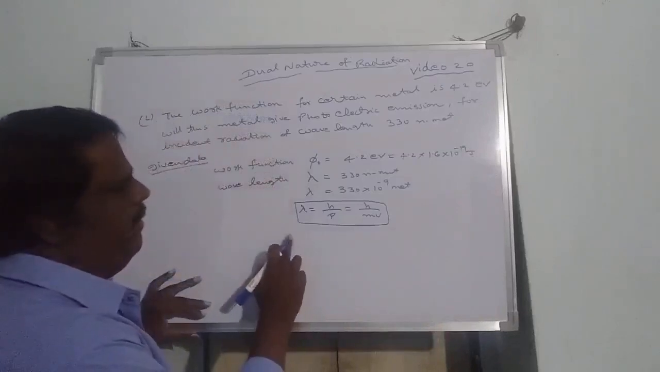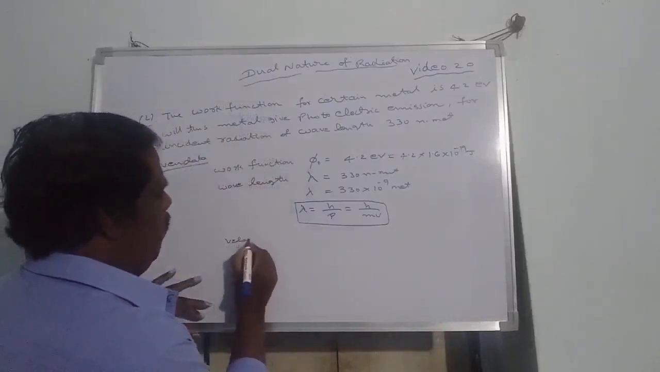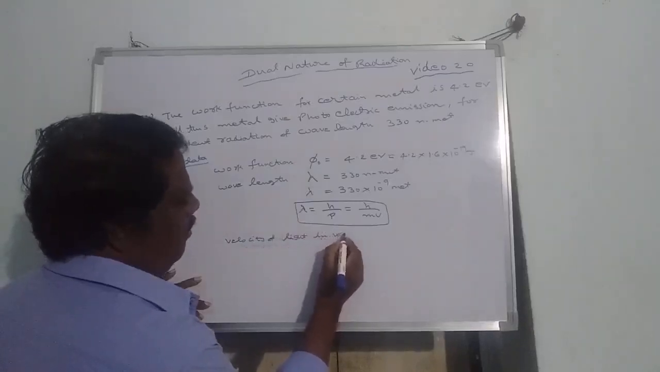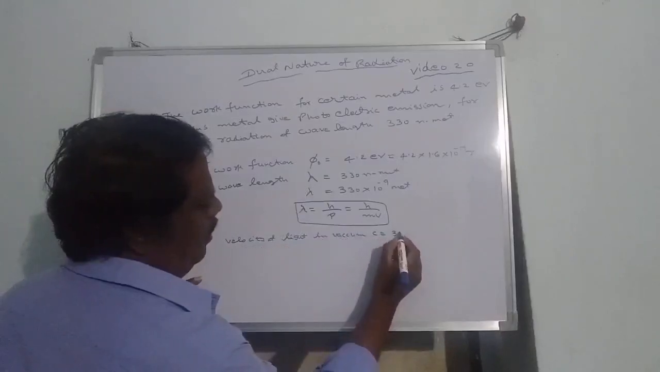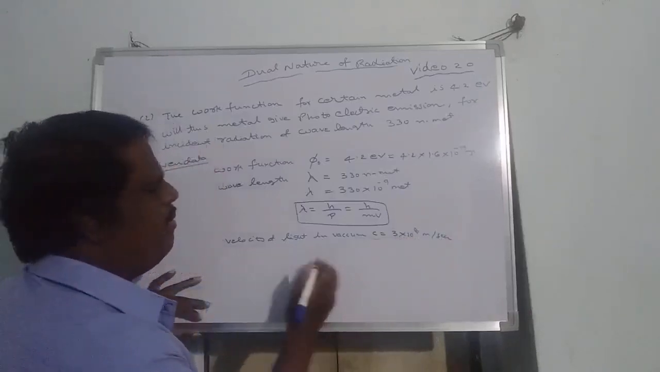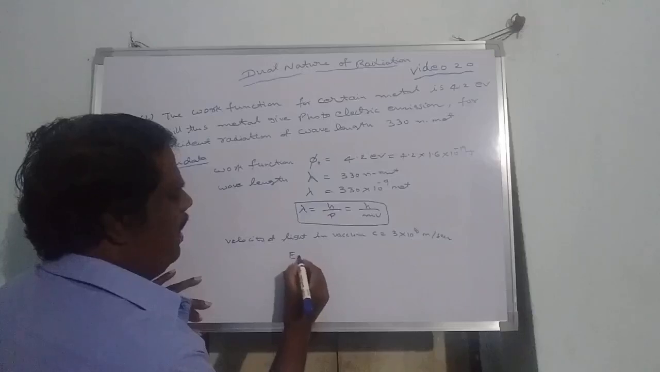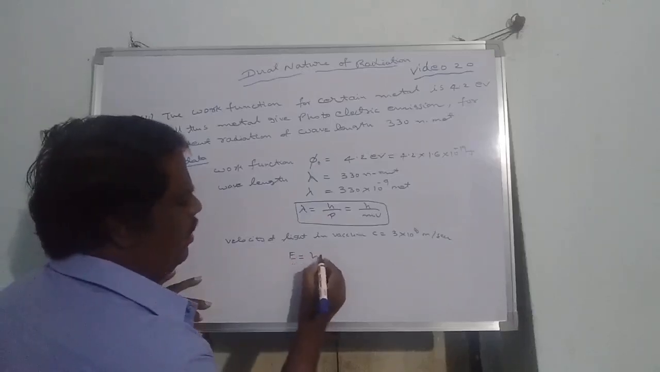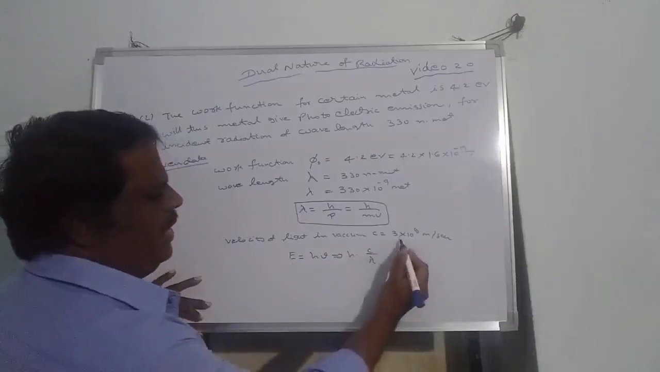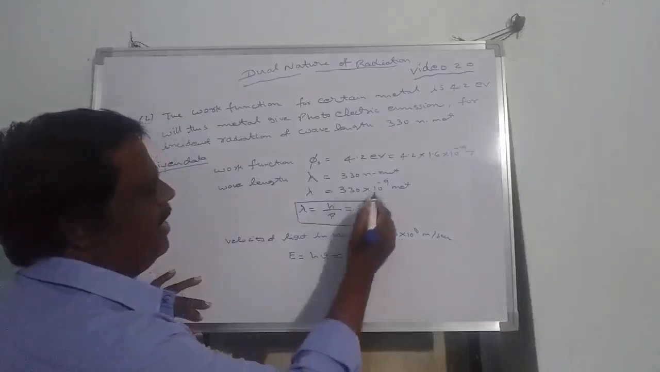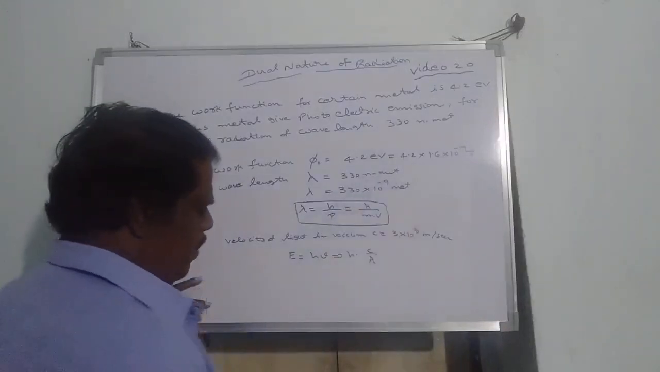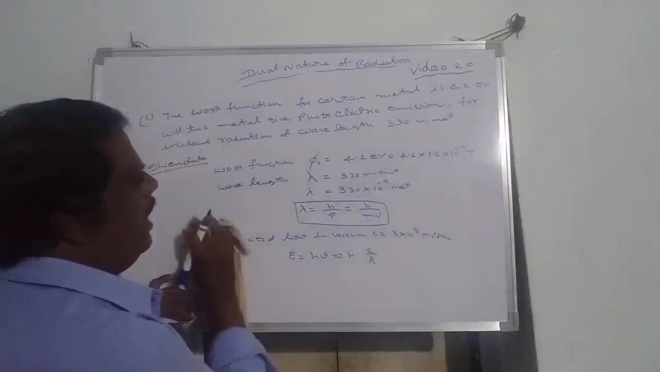Another formula: velocity of light in vacuum, C is equal to 3 into 10 power 8 meter per second. This value we have to remember. Then the formula for energy of emission is equal to h mu, or h mu is equal to h C by lambda. C value is 3 into 10 power 8, lambda value they are given is 330 nanometers. We know that 1 nanometer is equal to 10 power minus 9 meters. So substitute the values here.